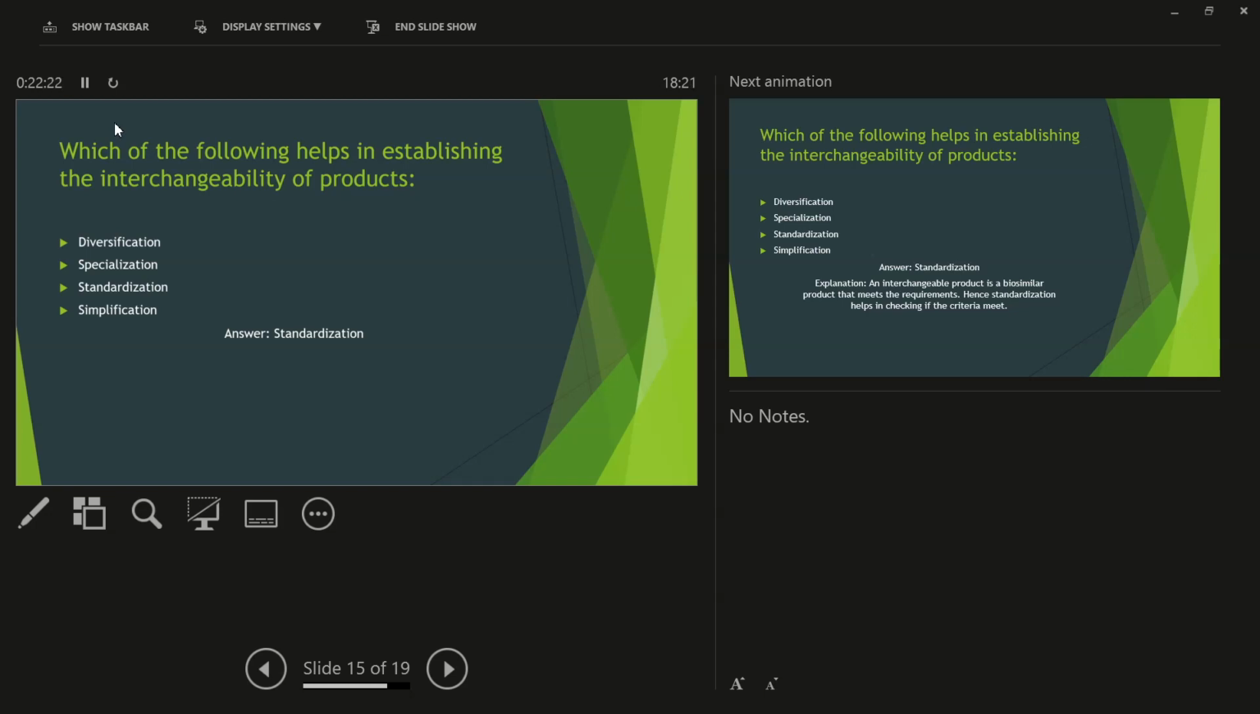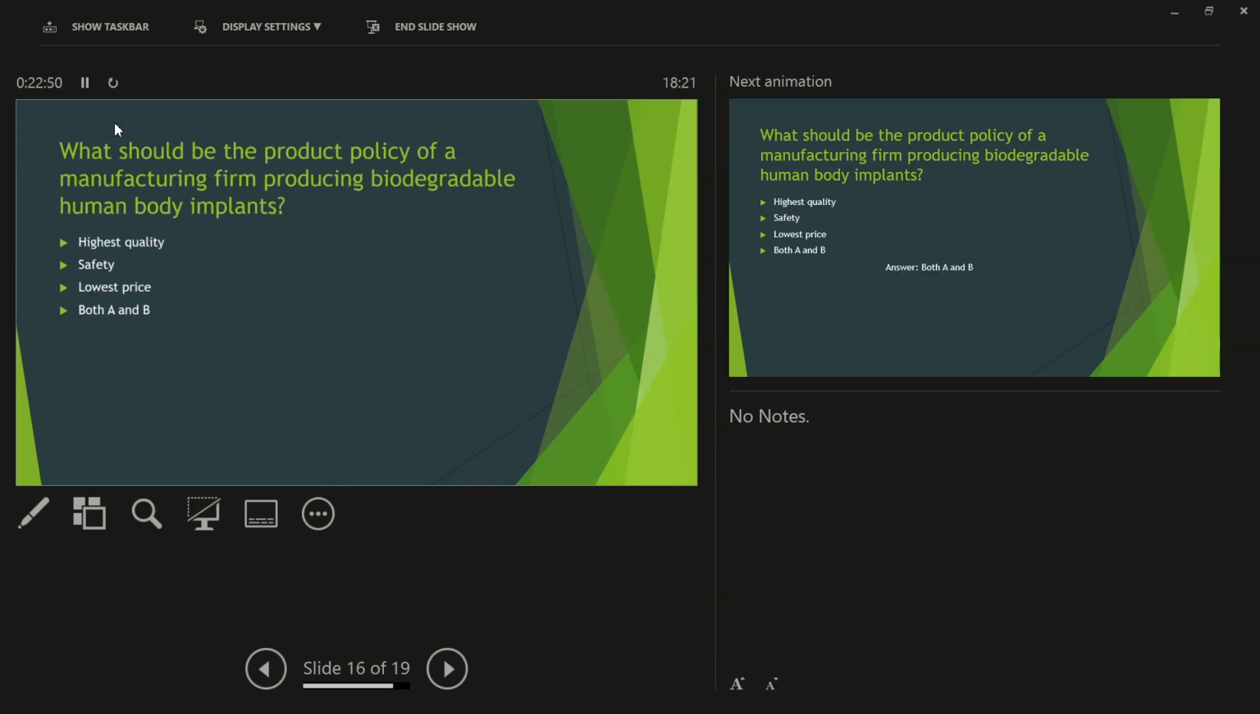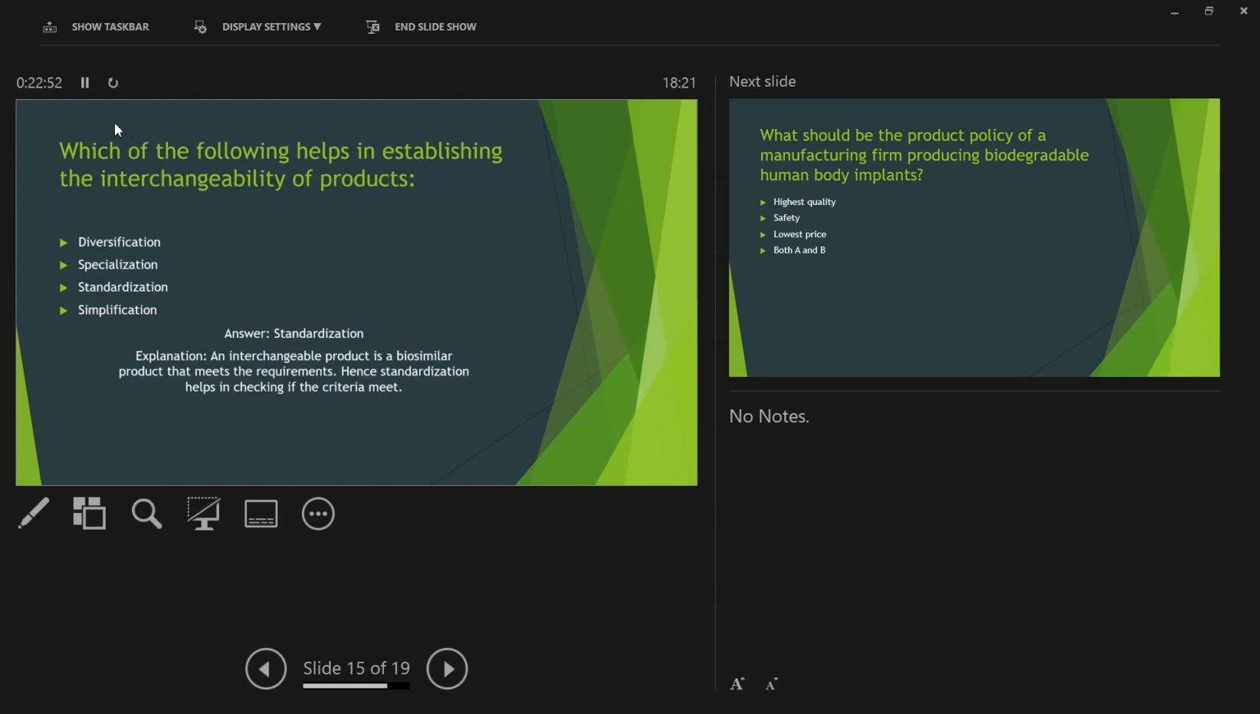Yes, and also in any of the given products, we call an interchangeable product, the literal definition, a biosimilar product, one which meets the exact requirements. Standardizing those requirements will help people interchange the components or the parts altogether, as also mentioned by the answerer right now. That is the interchangeability of the product.